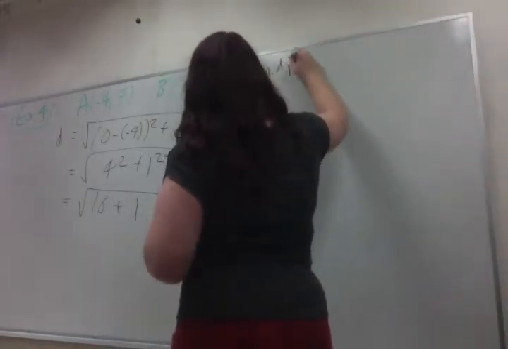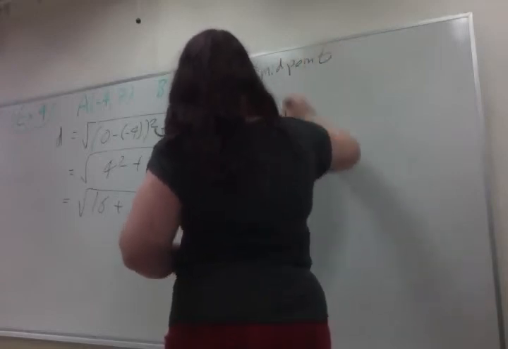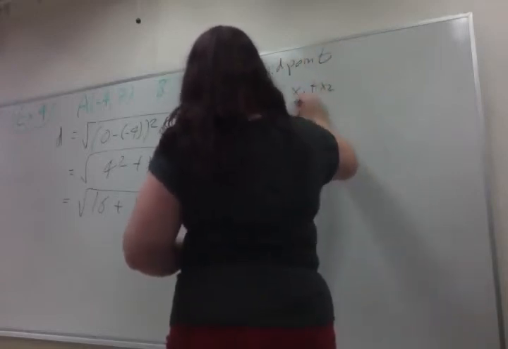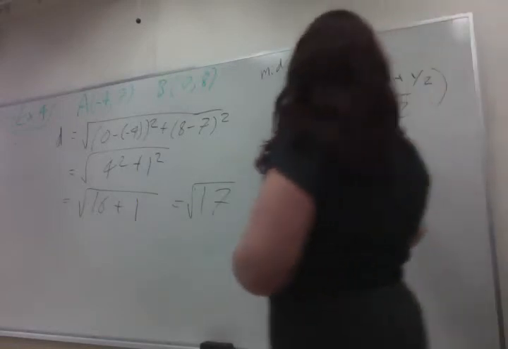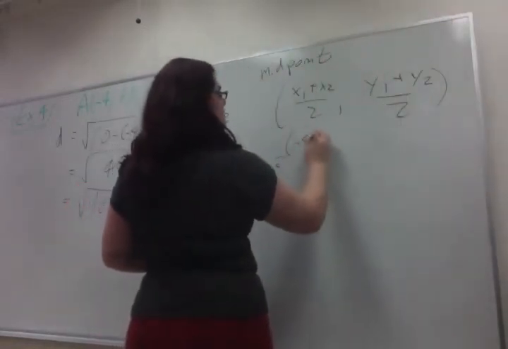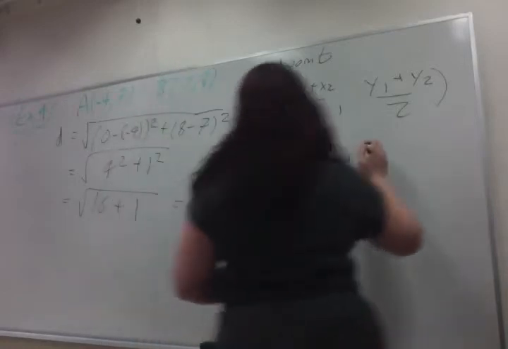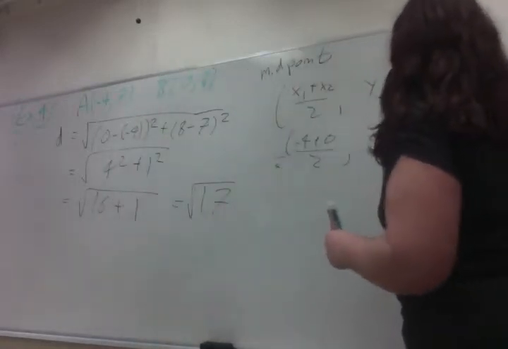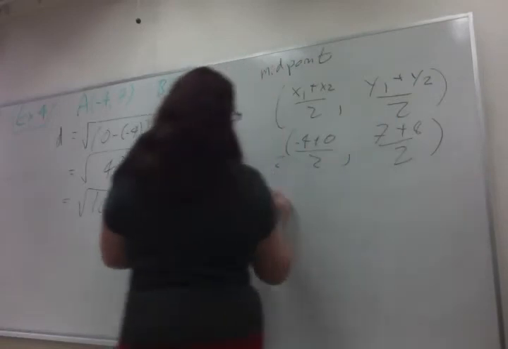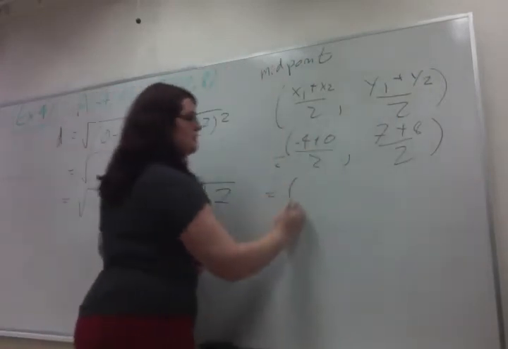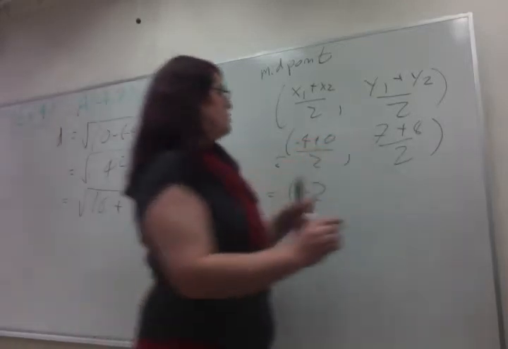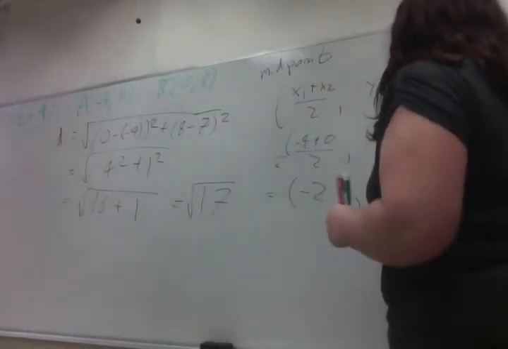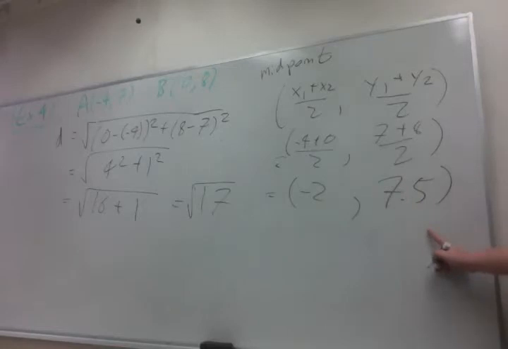If I want to find the midpoint, the x-coordinate is always x1 plus x2 over 2. The y-coordinate is y1 plus y2 over 2. So we have negative 4 plus 0 over 2, and we have 7 plus 8 over 2. Negative 4 plus 0 is negative 4. Negative 4 divided by 2 is negative 2. 7 plus 8 is 15. 15 divided by 2 is 7.5.